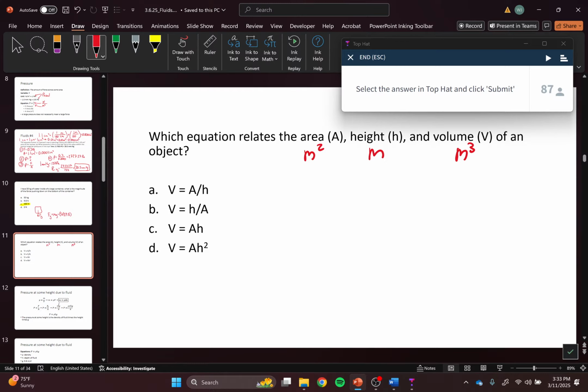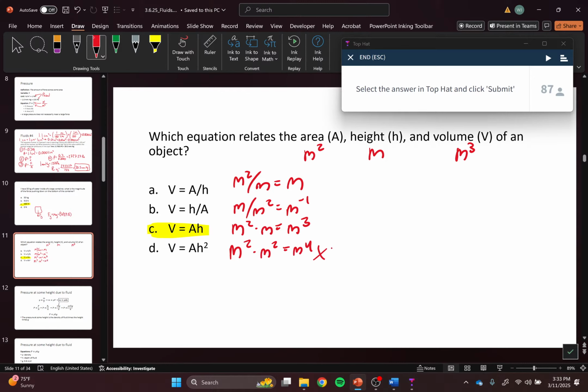For example, this first one, if I did meters squared divided by meters, that spits out meters. That's not volume. If I do the next one, meters divided by meters squared, that's meters to the negative 1. That's not volume. This one's going to be meters squared times meters. That's meters cubed. Yay! And the last one doesn't work because meters squared times meters squared equals meters to the 4th. Also not volume. So, bad, bad, bad. Great. That's one way to do it.